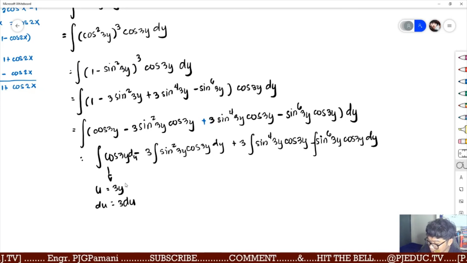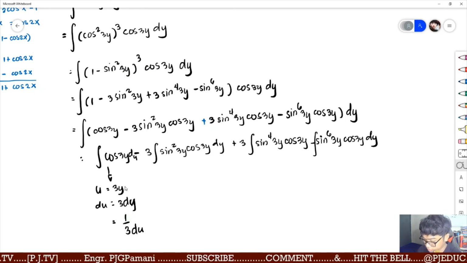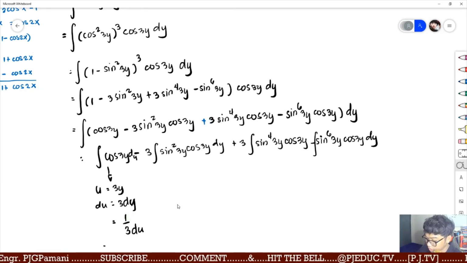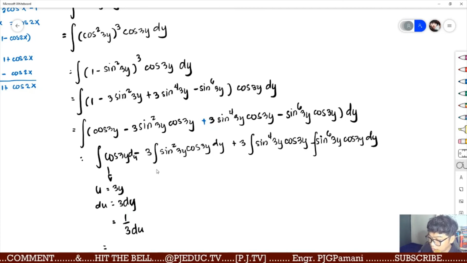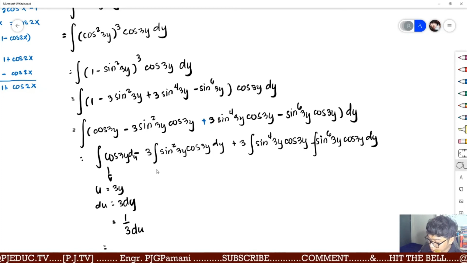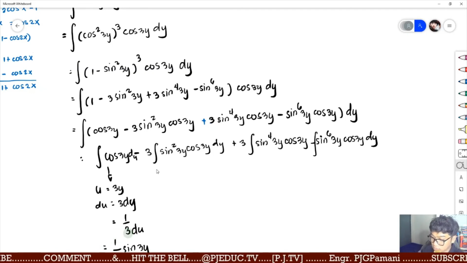This is dy. That is now 1/3 du. Okay. Integral of cosine 3y or cosine y is basically what? Sine y. Meron tayong correcting factor that is now 1/3 sine 3y. Tama? Diba?